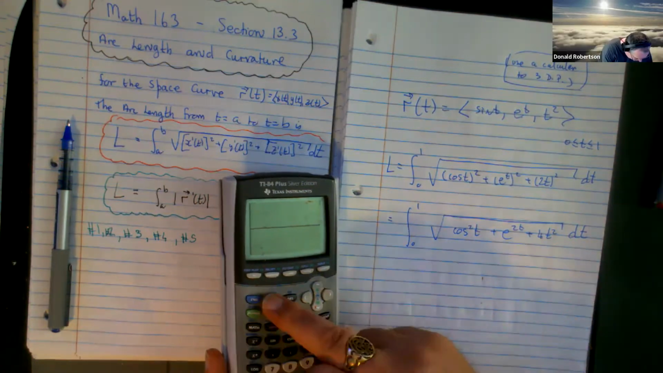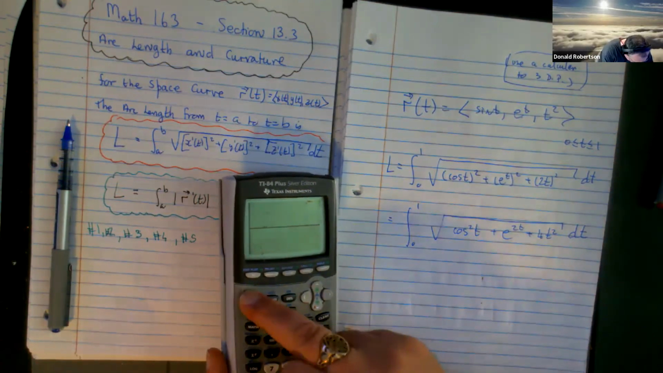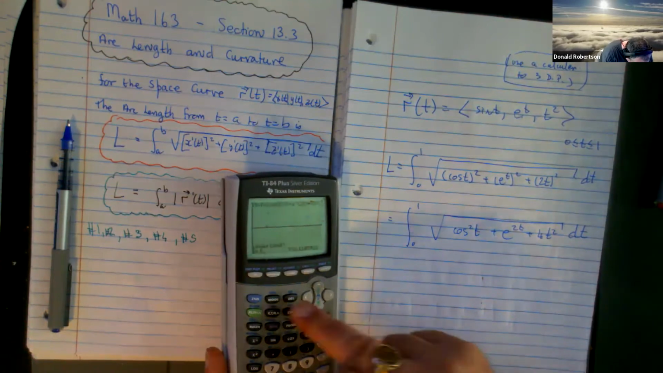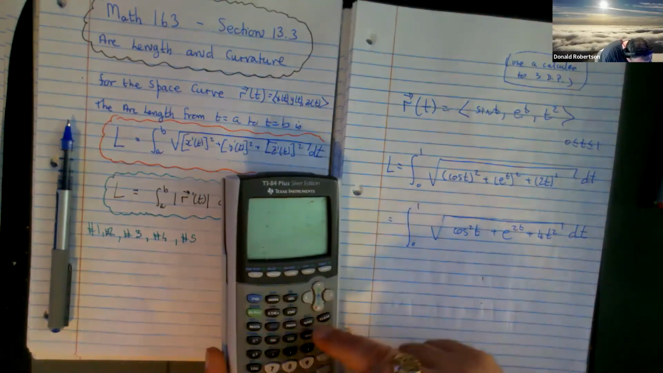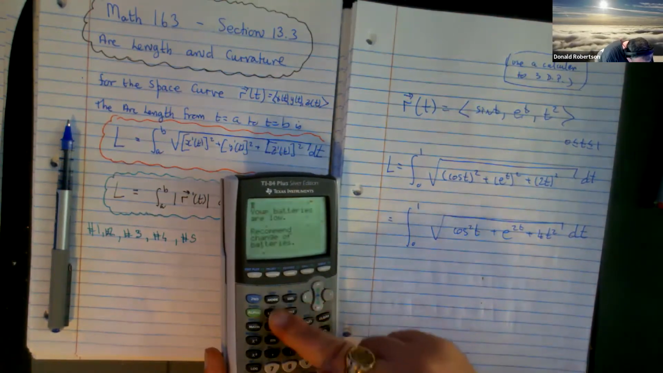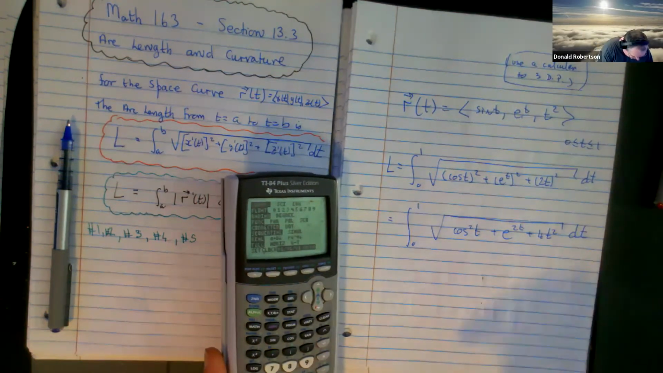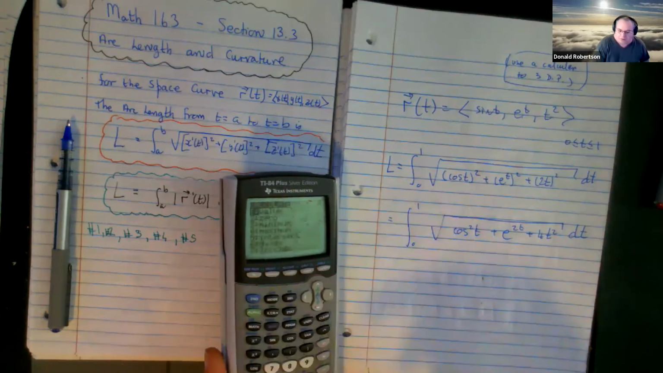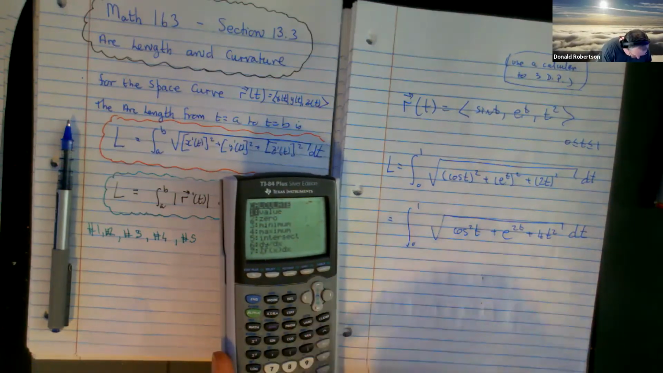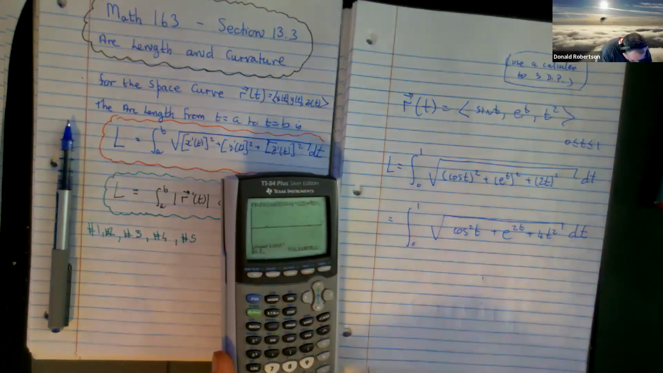And I just made a mistake. Come on. Good. Oh, I didn't make a mistake. I thought it was in degrees. I thought, oh, that's why it's taking so long. It's just taking so long because it's a really old calculator. So here we go. Lower limit 0, press enter. Upper limit 1, press enter.